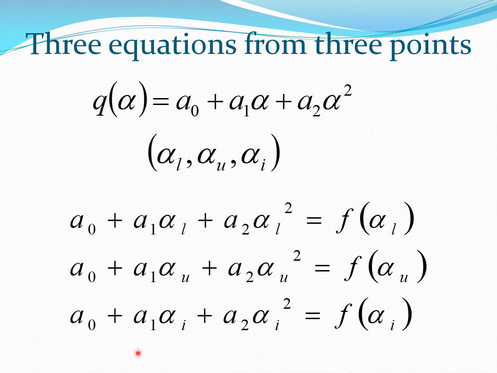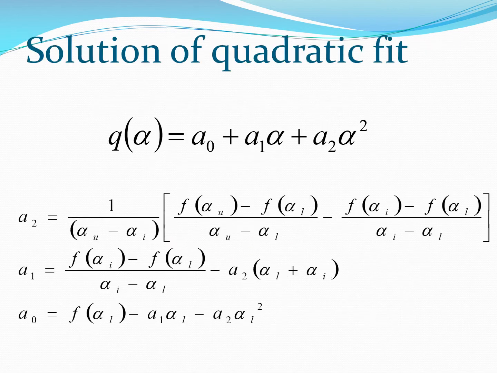So this is very simple approach which we take typically in a curve fit, and that's what we are doing here. Now these 3 equations can be solved because you know the value of alpha L, alpha U, and alpha I. You also know the value of f alpha L, f alpha U, and f alpha I. So these are 3 simultaneous equations, and I can solve these for a0, a1, and a2. So essentially, this is the solution of the quadratic fit, and you can actually obtain explicit relations for a0, a1, and a2, which you can code in a computer program.